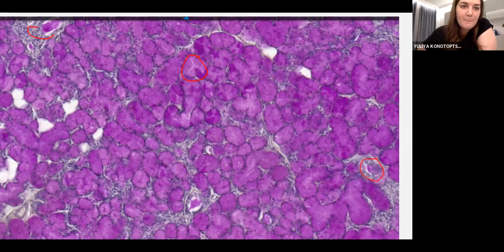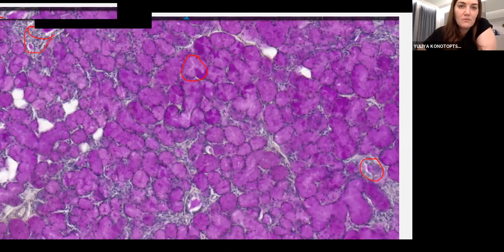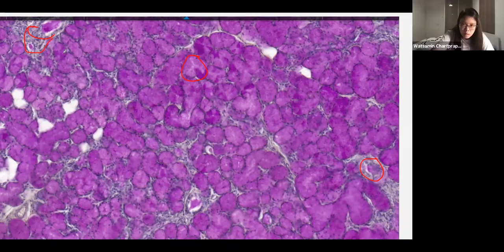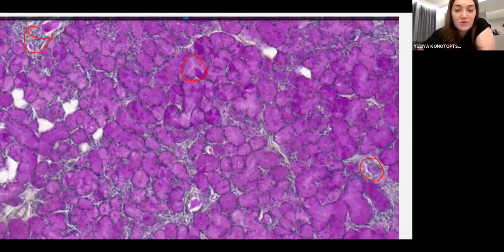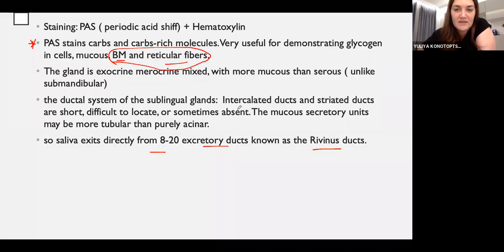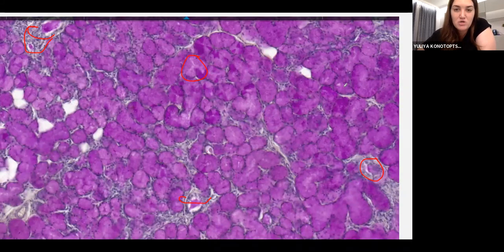And here as well. The intralobular excretory ducts. Okay, so those are going to be the intralobular excretory ducts. As you can understand, the sublingual salivary gland does not have that many intercalated and striated ducts. The majority of the ducts you will find here are going to be excretory. Whatever duct you can find in the sublingual, I can guarantee you this is going to be excretory.